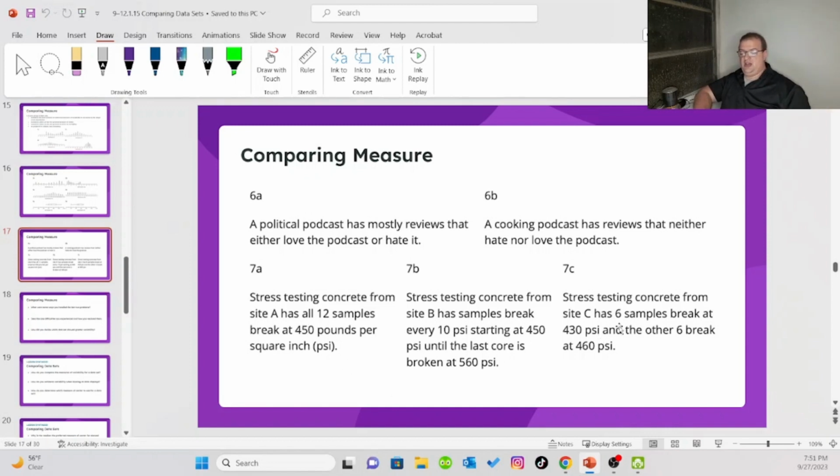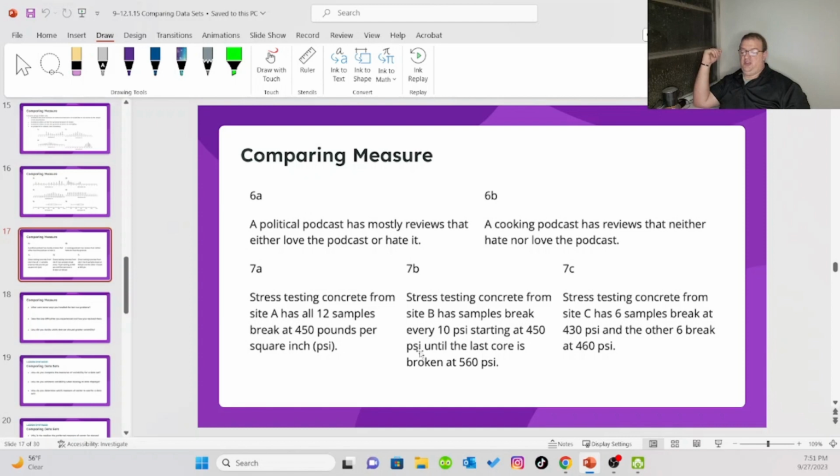And then C only has 6 samples break at 430, and the other 6 break at 460. So in this case, my measure of center is going to be 445. So it will have the lowest measure of center at 445. Then 7A at 450, and then finally B at about 505.